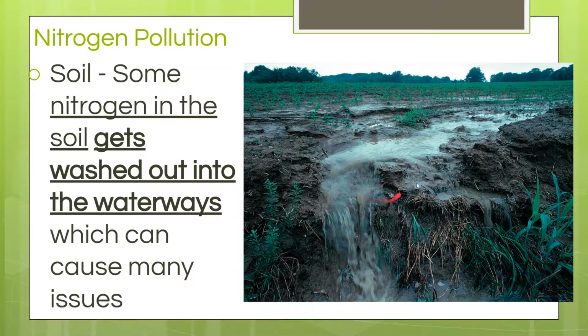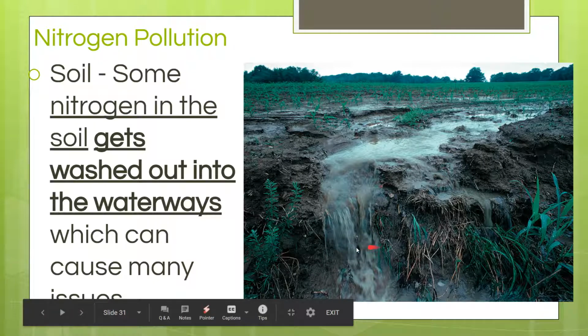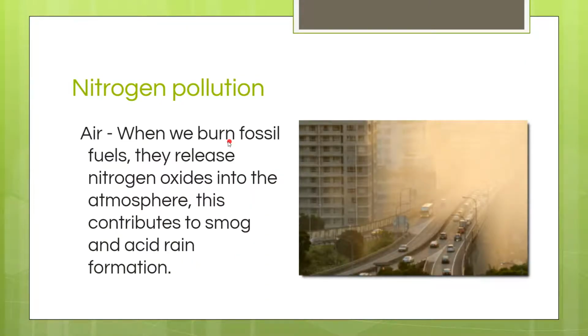And what happens is when it rains or we have snow and then it melts, it washes off into waterways, okay? And it causes a lot of issues we're going to talk about. Nitrogen pollution also takes place in the air. When we burn fossil fuels, they release nitrogen oxides into the atmosphere. This contributes to smog and acid rain formation, which can be harmful to plants and to us.